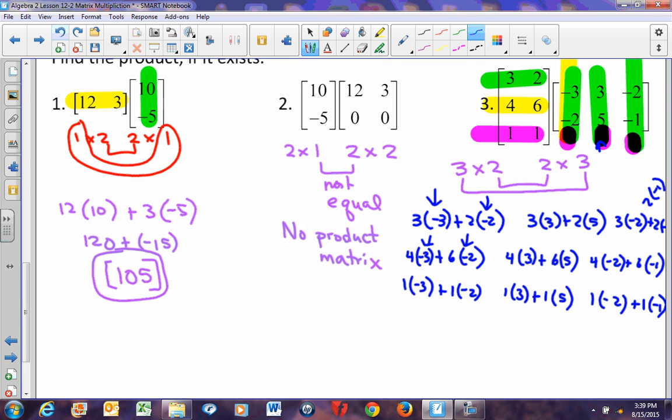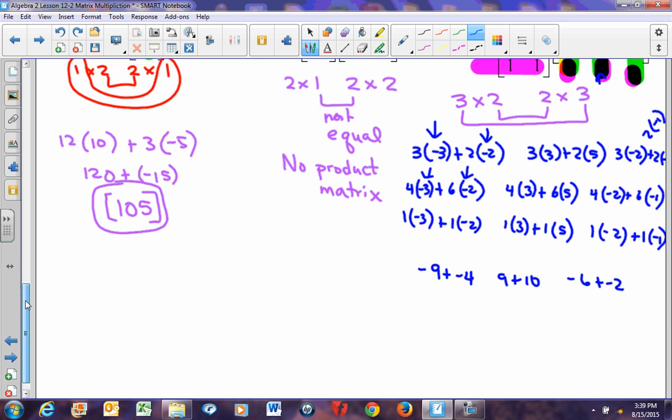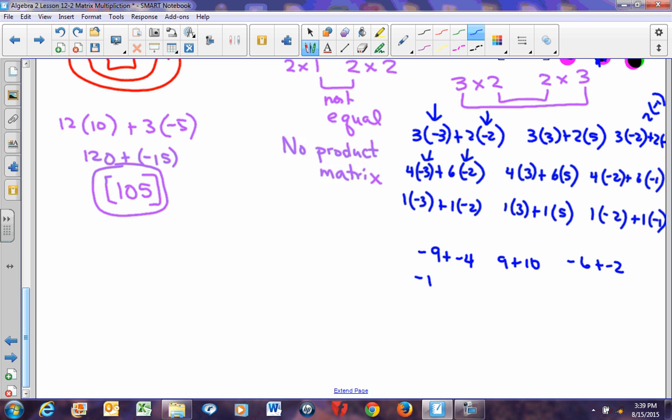Okay, so this would be negative 9 plus negative 4. Middle, 9 plus 10. Last, negative 6 plus 32. And my middle would be 4 times negative 3 is negative 12 plus negative 12. This one now, 12 plus 30. Last one here, negative 8 plus negative 6. And fine, last one, I'll leave the last one.